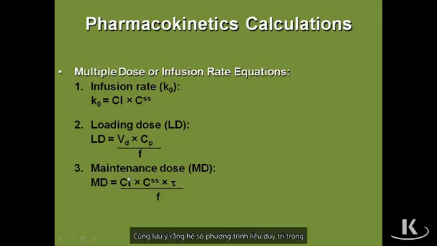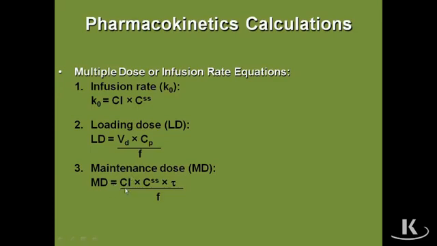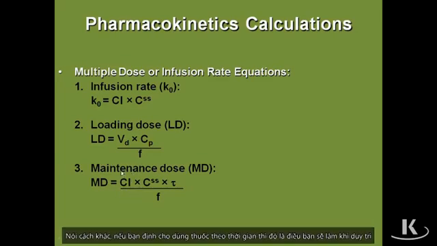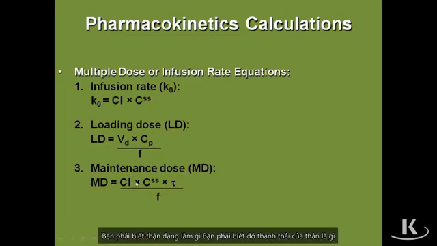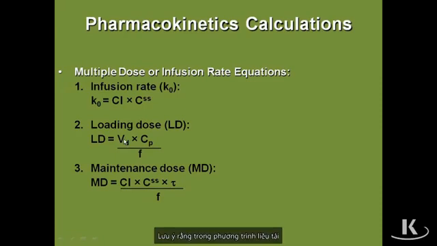Notice also that the maintenance dose equation factors in clearance. In other words, if you're going to give a drug over time, which is what you would do with a maintenance dose, you must know what the kidneys are doing. You must know what renal clearance is. So clearance is a very important variable in your maintenance dose equation. Notice that in the loading dose equation, clearance is not factored in, only volume of distribution. Again, this is not done over time, so renal function is not considered for a loading dose equation.